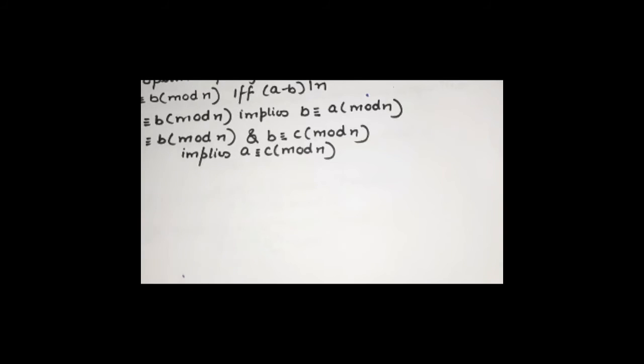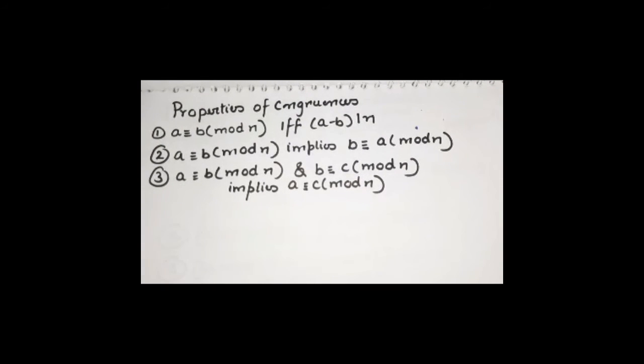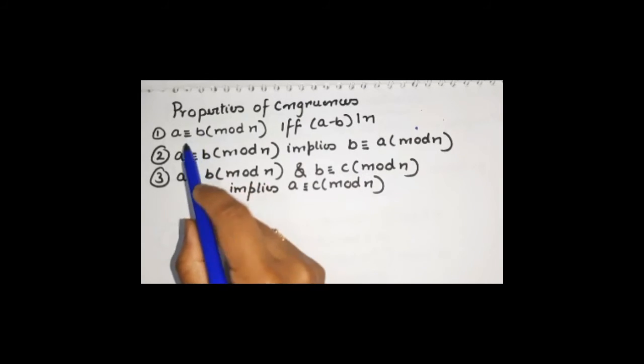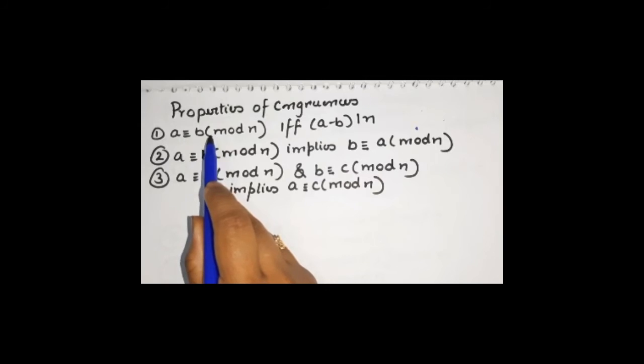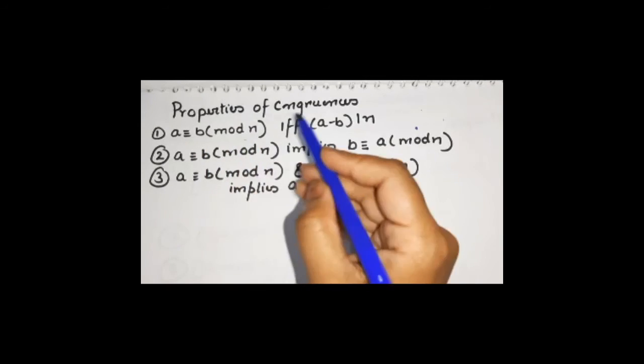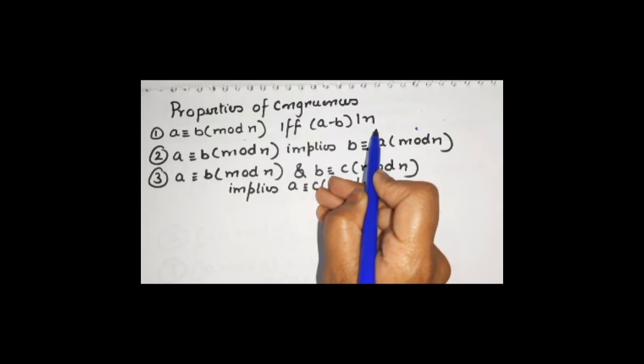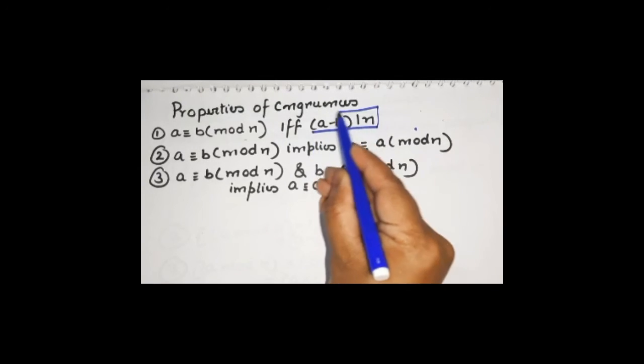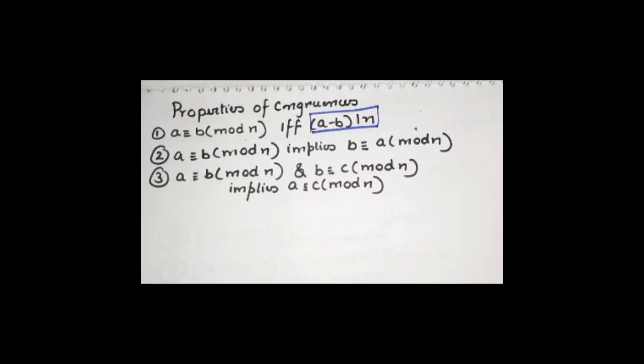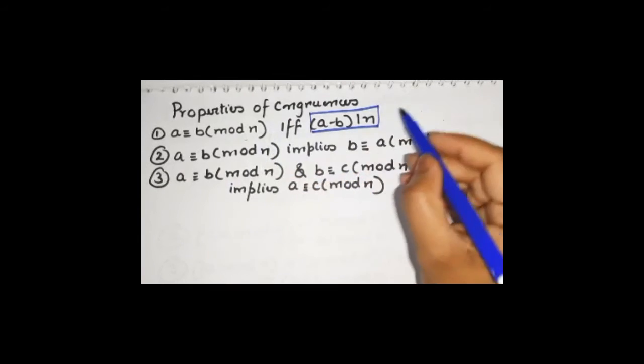Moving ahead to the properties of congruency. Now, what are the properties of congruency? There are three properties of congruency. The first property says that A is congruent to B mod n if and only if A minus B is divisible by n. All of us know this. We've already seen that this is the compulsory condition. So this is the first property.